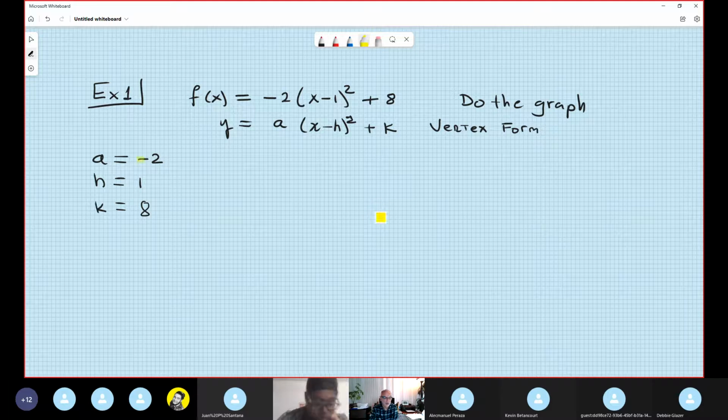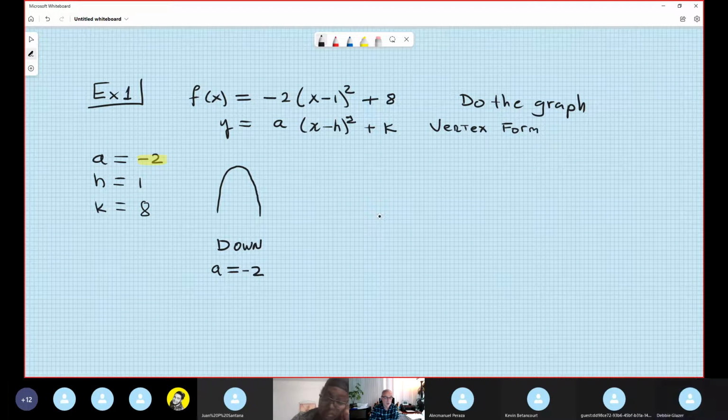Look, this number is negative. If it's negative, it's down. Okay? Oh, I'm sorry. It's a negative parabola. I apologize. It's a parabola that opens down, and it opens down because A is negative. A is negative 2. Therefore, the parabola opens down.